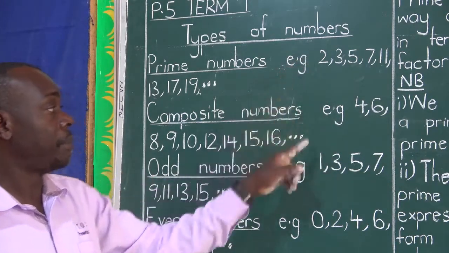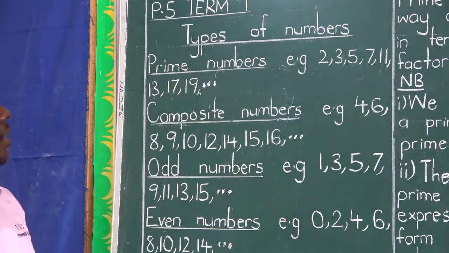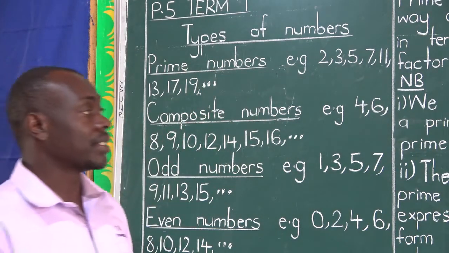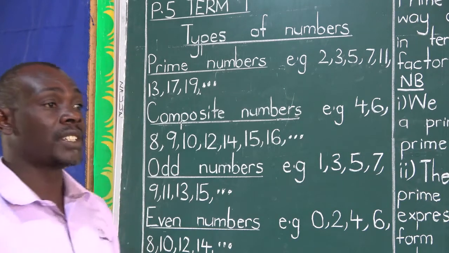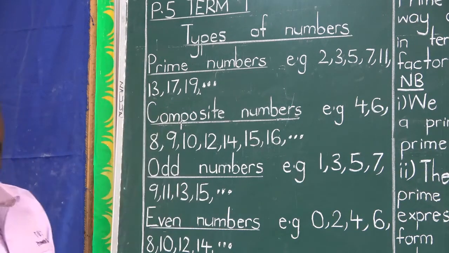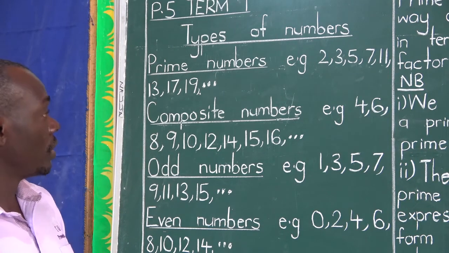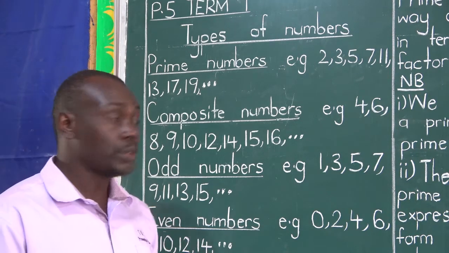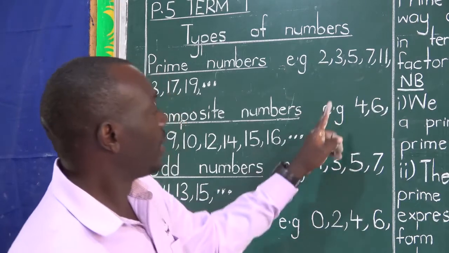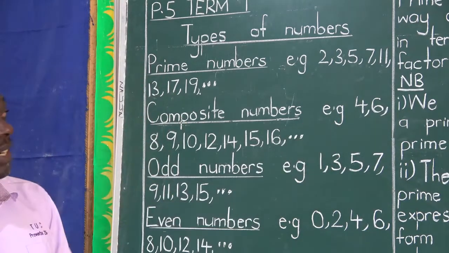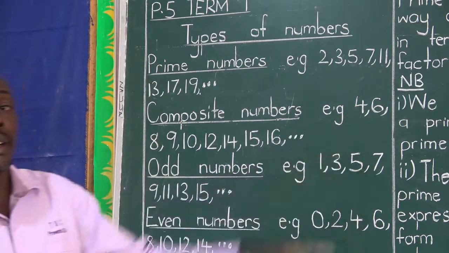1 must not appear anywhere here among the prime and the composite numbers because it has got only 1 factor. Prime numbers must have at least 2. So it must have only 2 factors. So then composite numbers must have 3 factors.